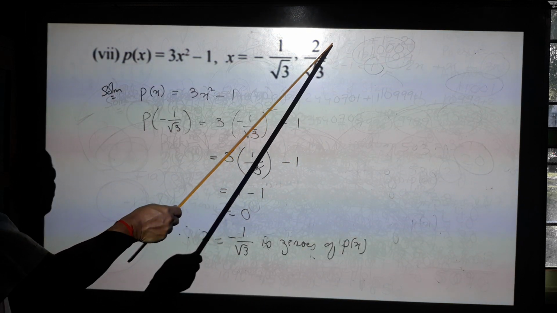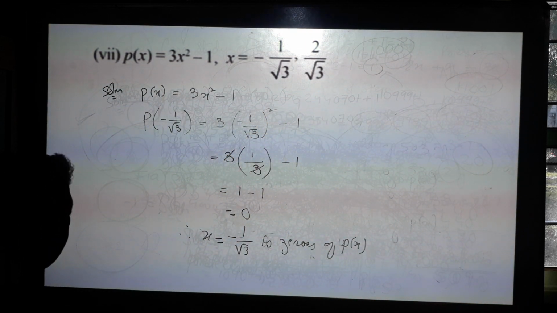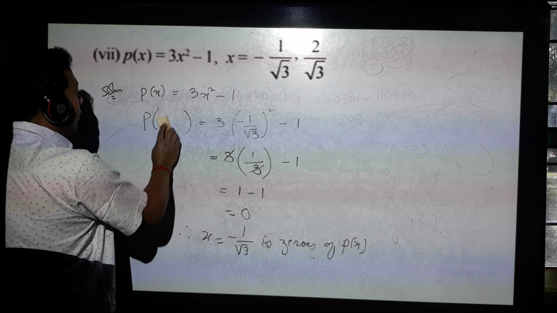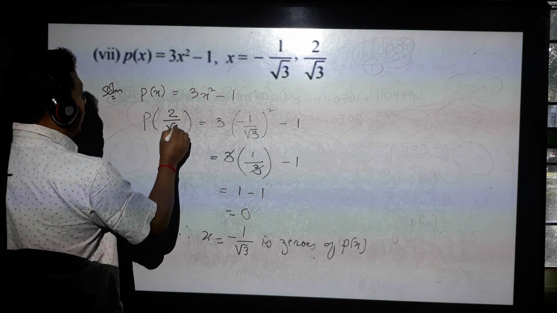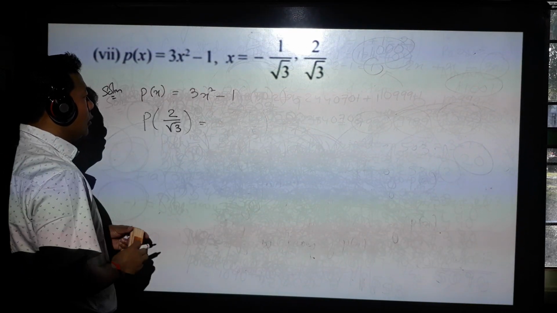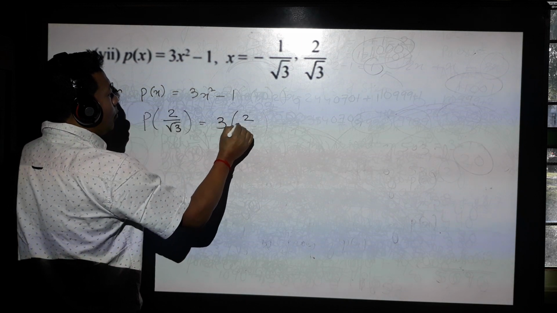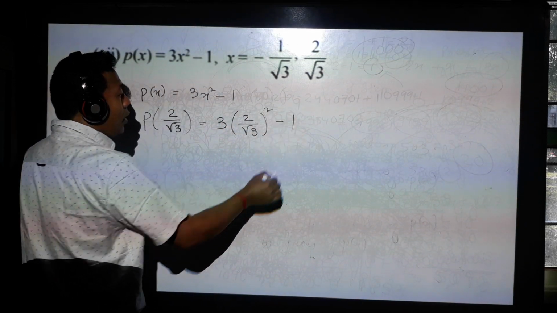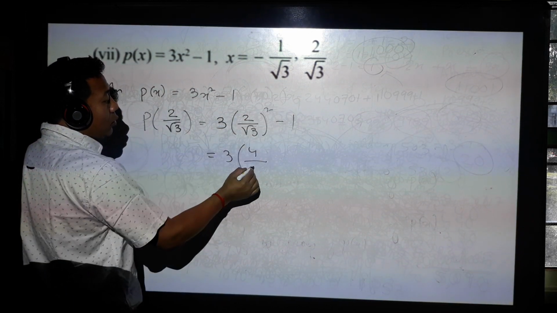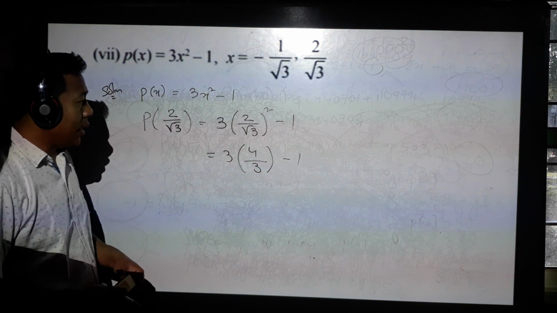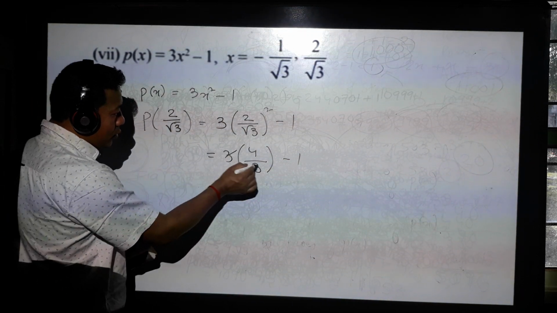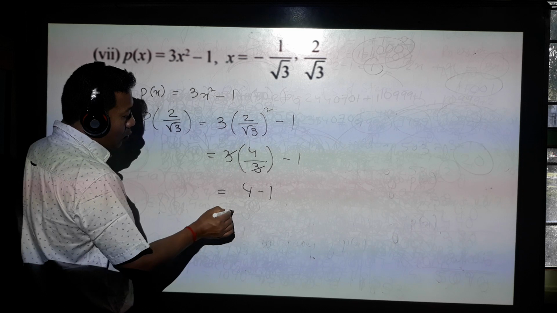Next, let us do it for 2 by root 3. So instead of x here, you're going to put 2 by root 3. So what we have? 3 times 2 by root 3 whole squared, minus 1. 2 square, what are you going to get? 4. Root 3 square, what are you going to get? 3. Minus 1. See, look nicely. 2 square is 4, root 3 square is 3. Then 3 cancels with 3. We have 4 minus 1, which is equal to 3.